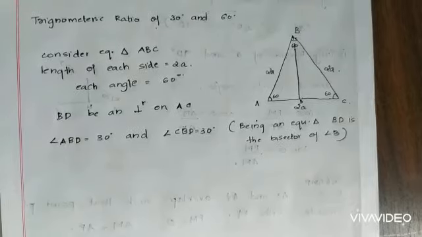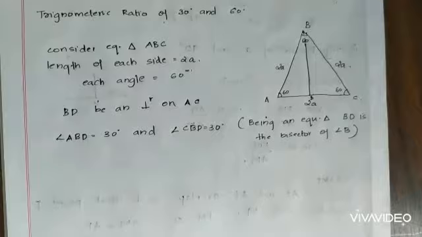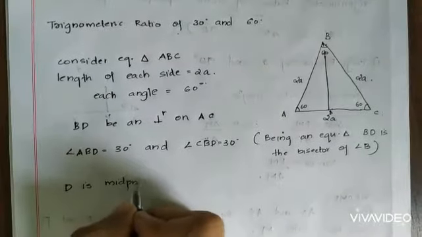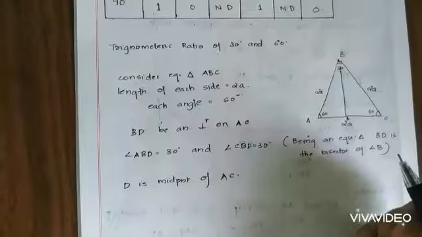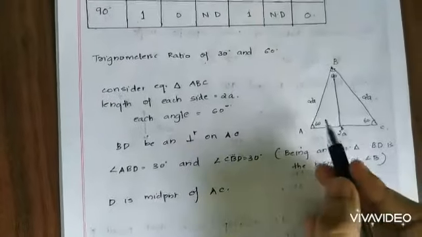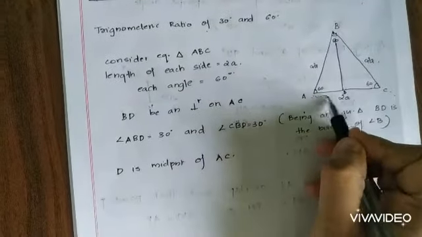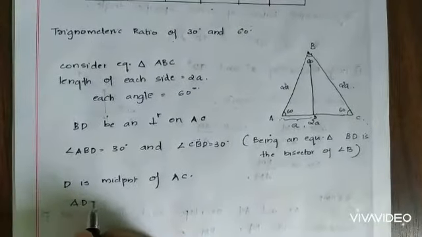And D is the midpoint of AC. Therefore, D being the midpoint of AC, AD is A. Now, the length of AD is A.